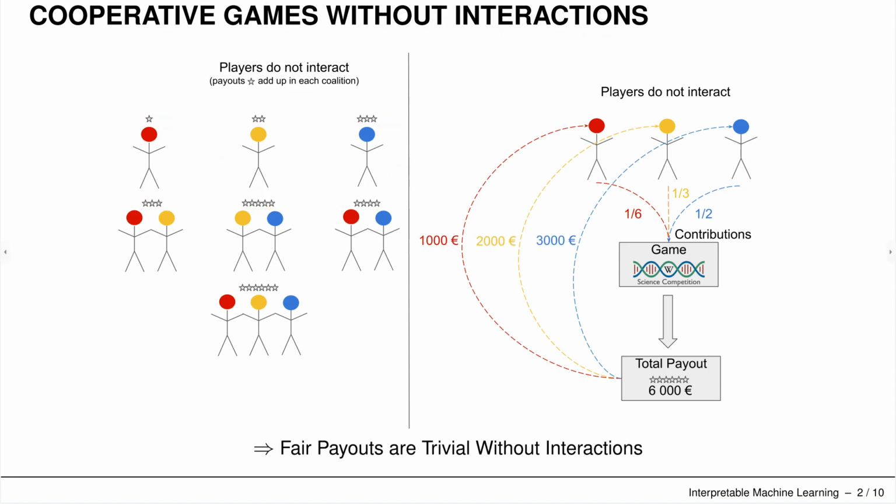And here, calculating the fair payouts is trivial, because you just take these payouts, and the blue one gets half of the total pot, and the yellow one gets 2,000 out of 6,000 euros, and the red one gets only 1,000. And that's fair because they all contribute. Also in the other coalitions, they all contribute the same as in their original one.